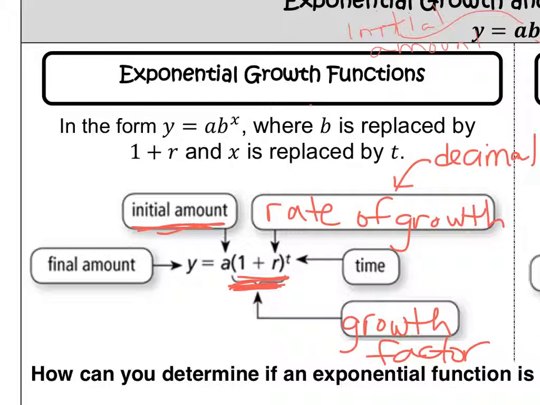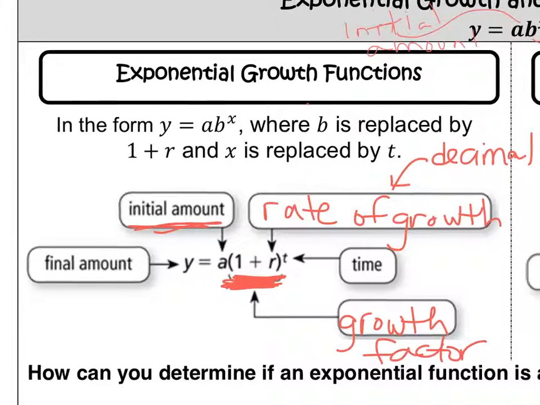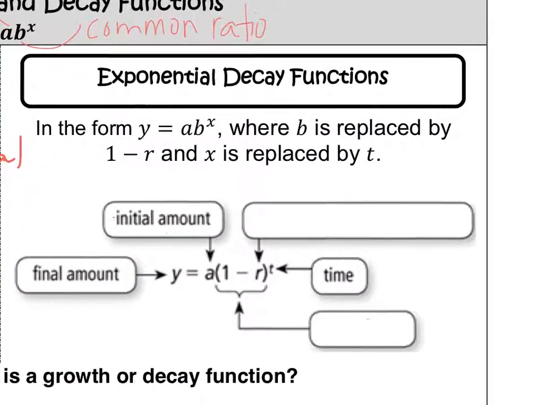Okay, so all we did was we took our common ratio, which is what we worked with last time, what we were multiplying the table by each time, and we're breaking down what that common ratio is. It's really either our growth factor or our decay factor. So let's look at the decay factor.